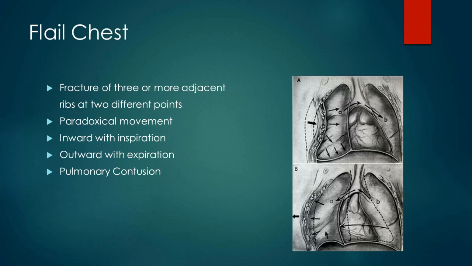This is almost always seen in conjunction with a pretty severe pulmonary contusion. Treatment is stabilization of that segment. You can use some bulky dressing sometimes if necessary. If it's that paradoxical movement, you can try to help assist with some of that. Likely not going to need to do anything but good pain control and then pulmonary support. So making sure that you're giving them oxygen as needed, good pain control, and incentive spirometry.